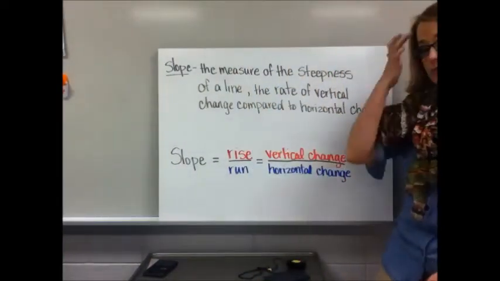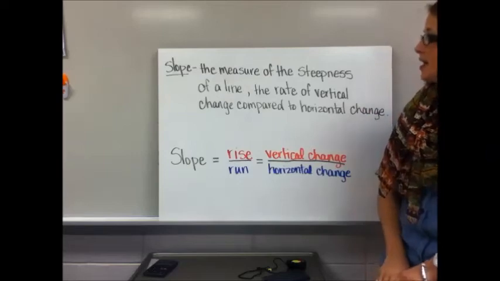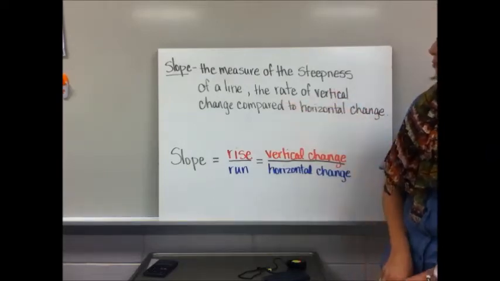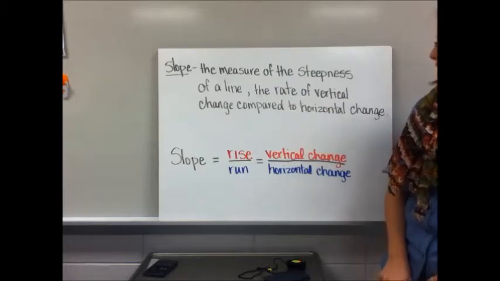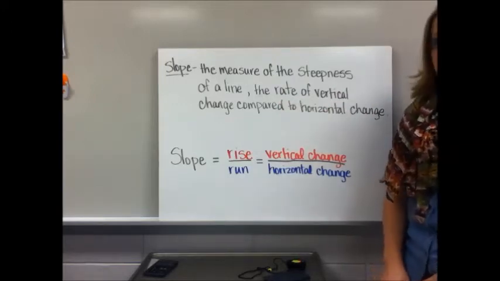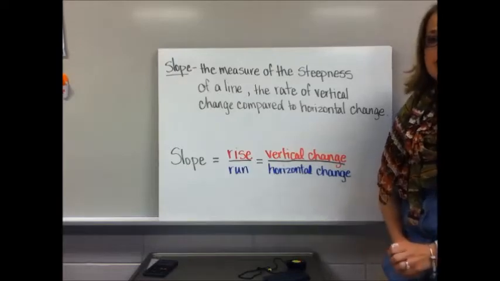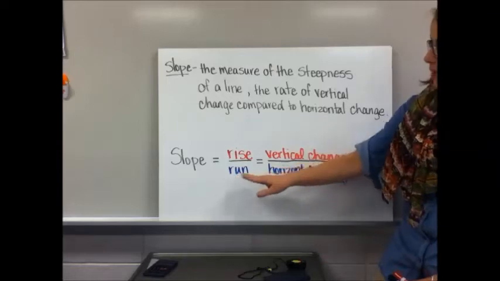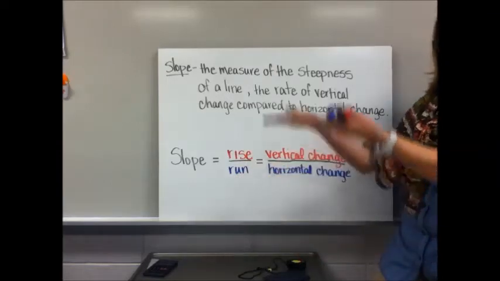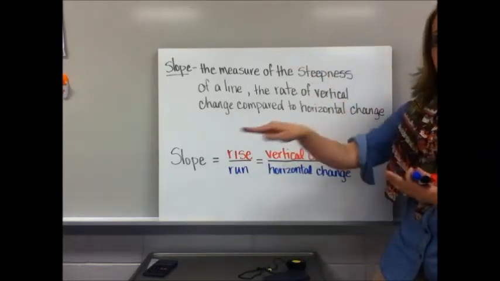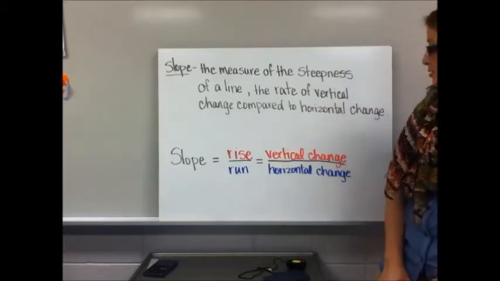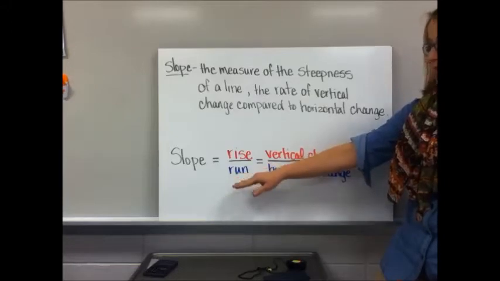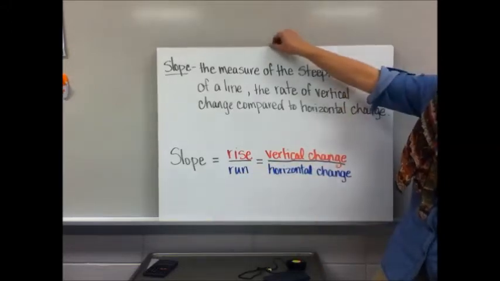You know the word slope from your weekly vocabulary. It's the measure of the steepness of a line, and I added a little bit for this lesson. It's the rate of vertical change compared to the horizontal change. That's why this lesson is called slope and rates of change, because that's what slope is, a rate of change. The rate is comparing the rise over the run. Think about rising, that is vertical change, and if you run, that is horizontal change. So you will hear us talk about slope as the rise over the run.